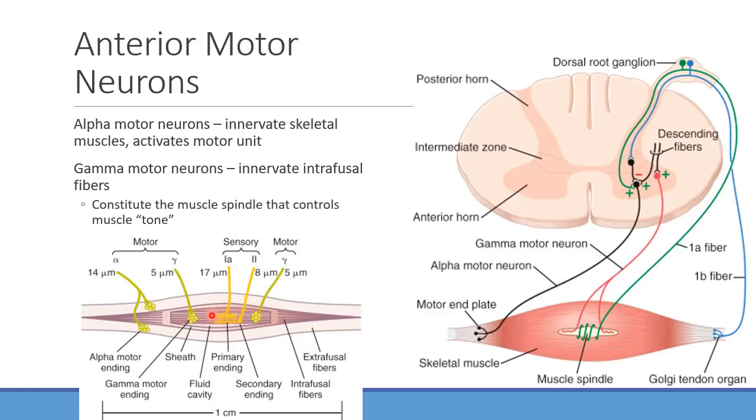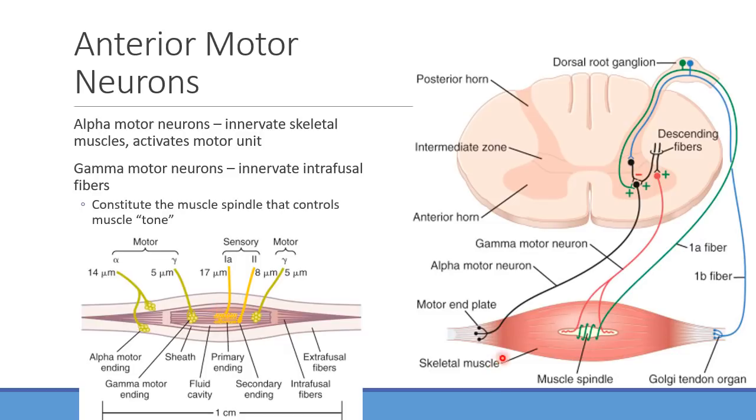Now, these intrafusal fibers, especially in the middle, don't really have any actin or myosin. These are mainly more sensory. You can see they have these sensory neurons. They're able to detect changes in length of the muscle itself and transmit that back up to the spinal cord.